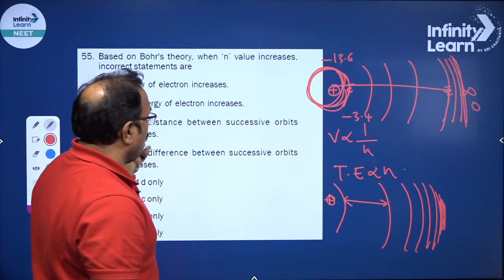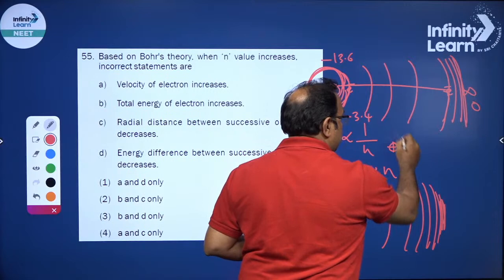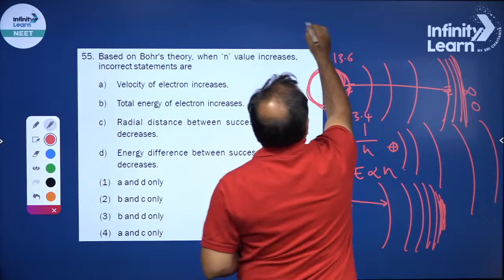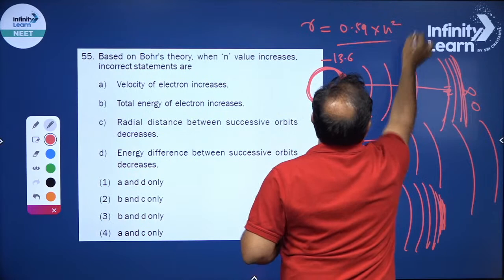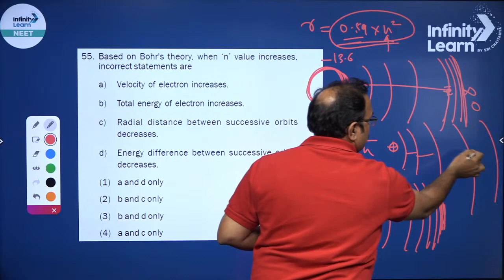Contrary to that, how do you understand the radial? I'm drawing this diagram, it's not mentioned in general. So what you see here, this will be increasing. How do you take that value? You know that r is equal to 0.529 n squared. So therefore, as the n value increases, the radius value increases. So therefore, the successive difference between the radii will be increasing.